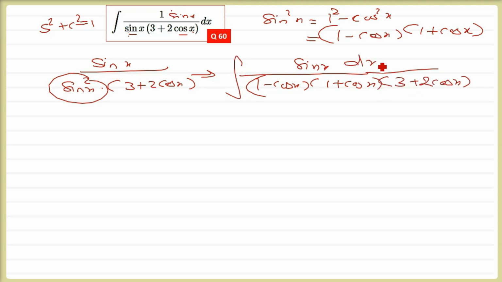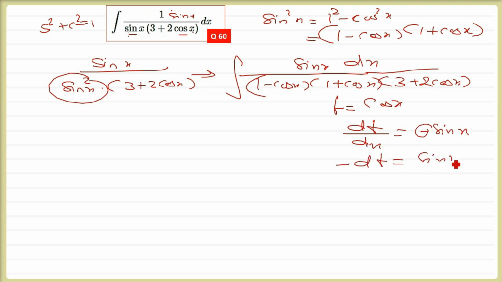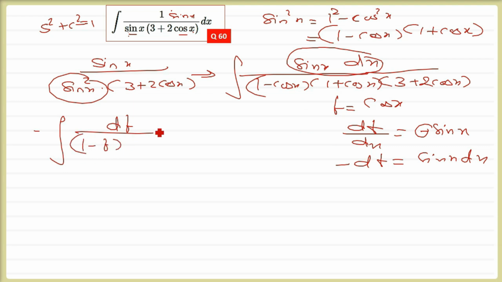So if you want to integrate it, you have to take cos x equals to t. So dt by dx will be equal to negative sin x. So negative dt will be equal to sin x dx. Sin x dx you can write as negative dt. But what you see here, 1 minus cos x is there. 1 minus t you can write, 1 plus t as 1 plus cos x, and then 3 plus 2 cos x, which is 3 plus 2t.